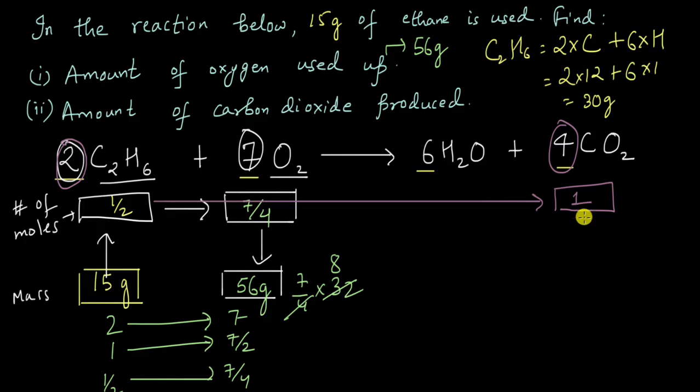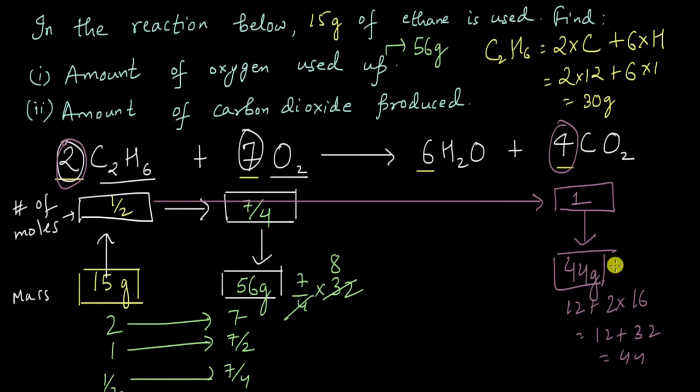And what is the weight of 1 mole of carbon dioxide? 1 mole of carbon dioxide will have a mass of 12 for 1 atom of carbon plus 2 times 16 for 2 atoms of oxygen. This is 12 plus 32, that is 44. So 44 grams of carbon dioxide must have been produced in this reaction. So in this way, by converting mass into number of moles and using the ratio of stoichiometric coefficients, you can find the amount of reactant used or the amount of product produced.